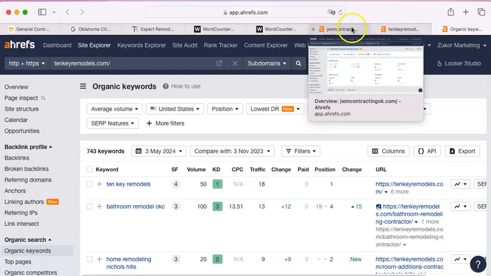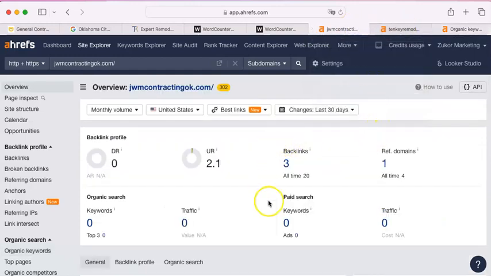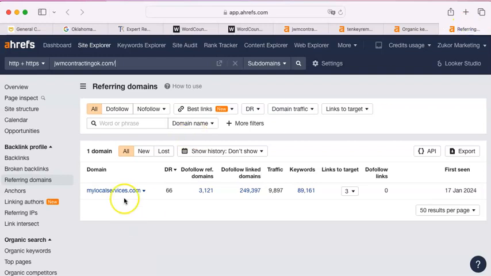Now, the next thing I need to tell you about is backlinks. Backlinks is where your site appears on somebody else's site and there is a link back to you. So in other words, like Yelp. In your case, let's see here, you are on mylocalservices.com with a domain rating of 66. That's great. That's a nice start.